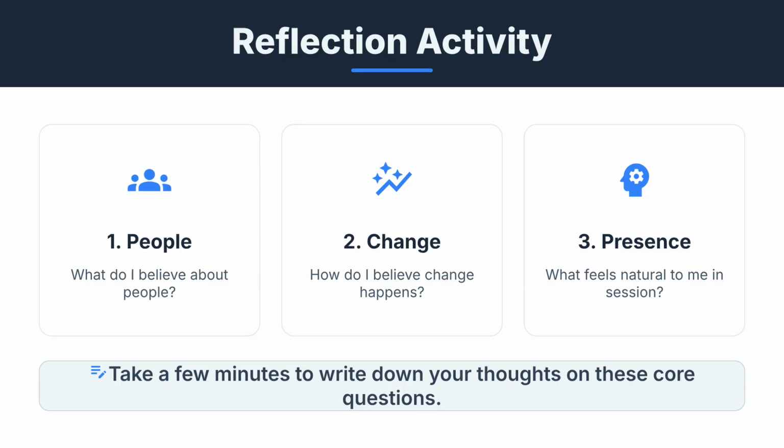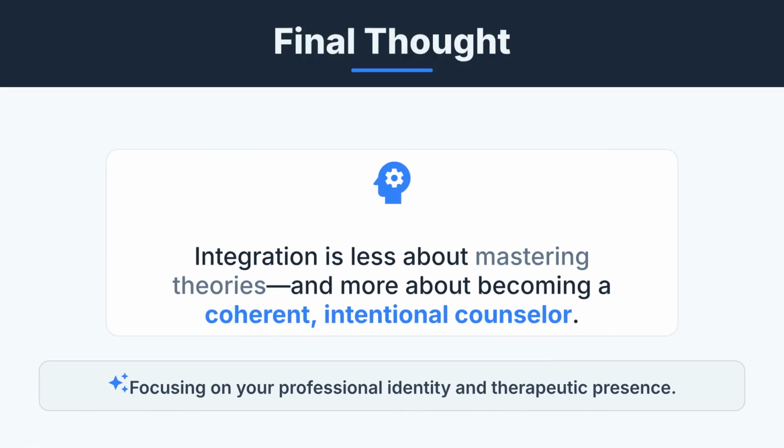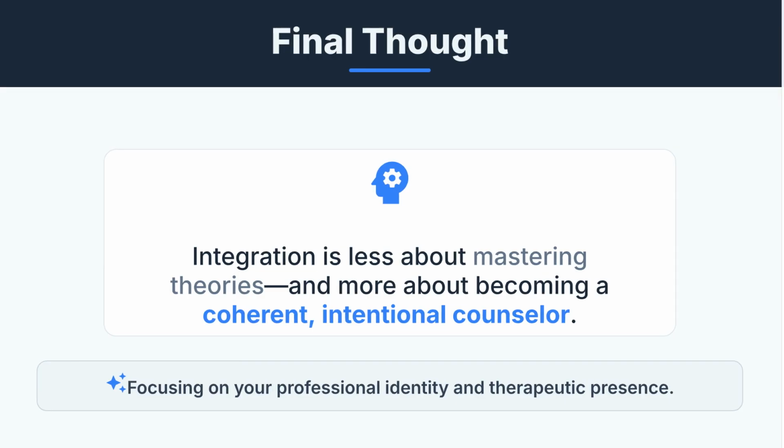Use these core questions for personal reflection. What do I believe about people? How do I believe change happens? What feels natural to me in session? Reflecting on these helps clarify your emerging counselor identity. Our final thoughts. Integration is less about mastering many theories and more about becoming a coherent, intentional counselor. Focus on your professional identity and therapeutic presence to guide your work.